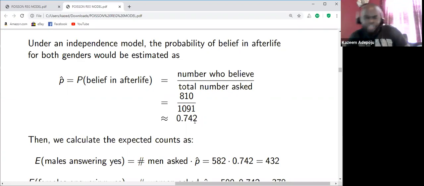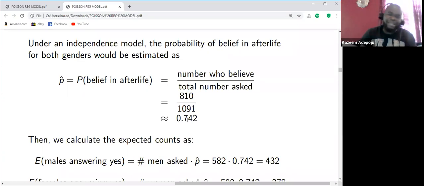So the idea we're using right here is just the idea of probability theory, because probability is a ratio of the number of favorable events to the number in the sample space. The characteristic of interest is the number of people who believe in afterlife. So that is what we have right here. Now, after having this, do you know that we can calculate the expected count?